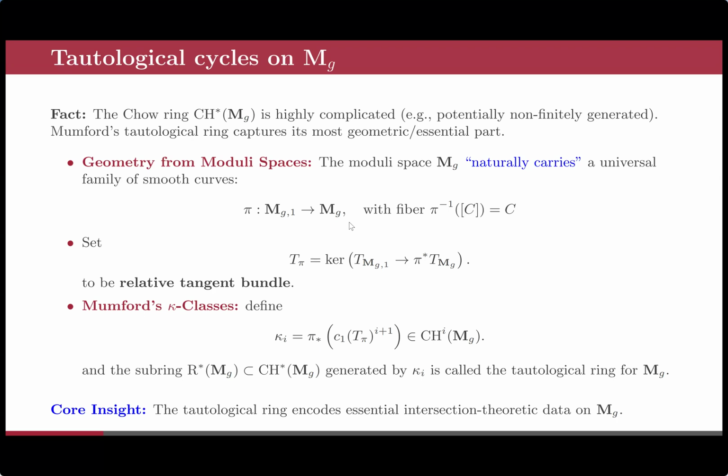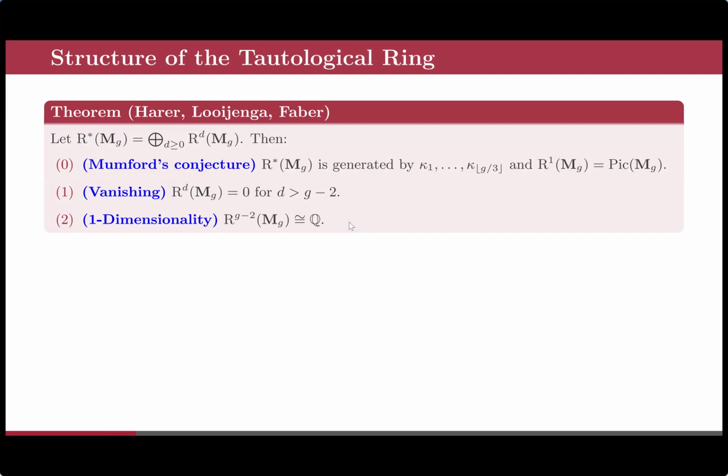So in the last decades, like 30 or 40 years, people have spent a lot of time studying this tautological ring, and there is some structure of the tautological ring we can say. Due to a lot of people, for example, Harer, Looijenga, Faber, and actually I can put a lot of names if you extend this story to not just M_g, but to M_g-bar, M_{g,n}-bar. But for M_g, I will focus on the M_g case. There are 3 important results. The first one I call Mumford's conjecture.